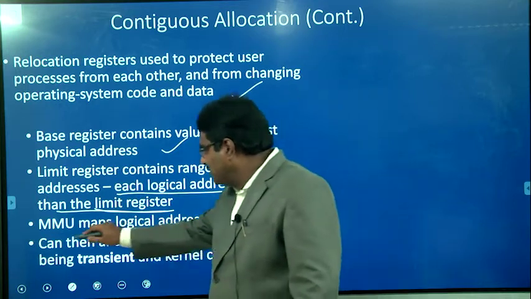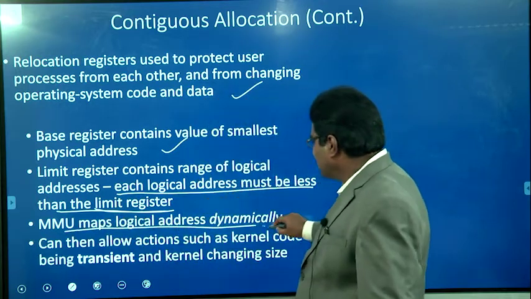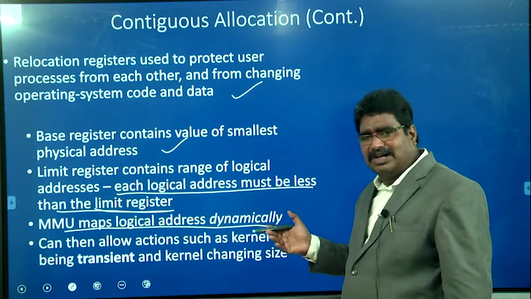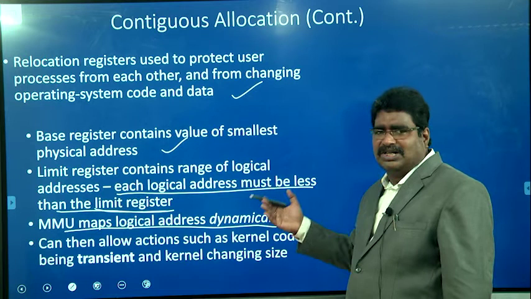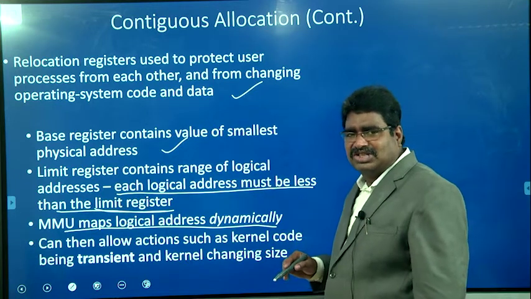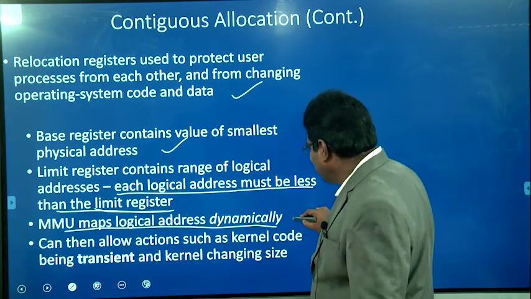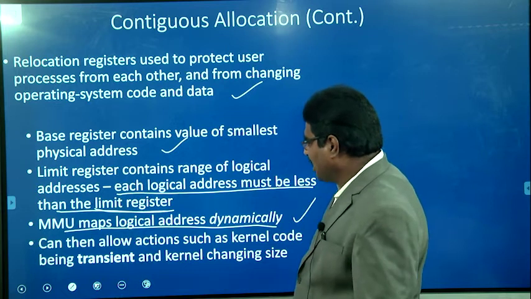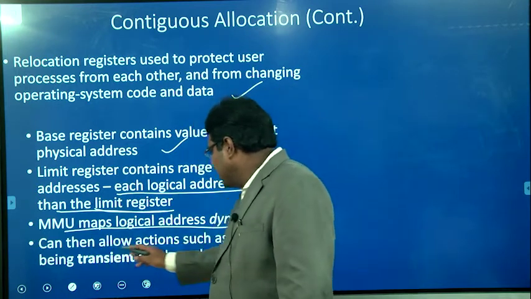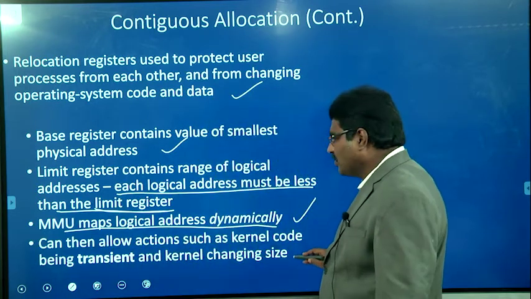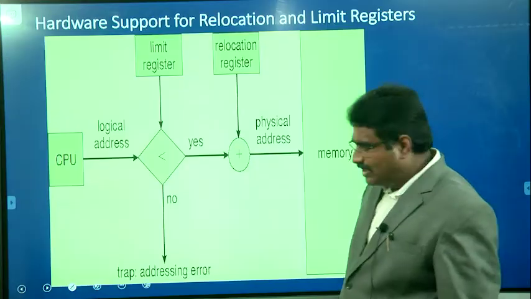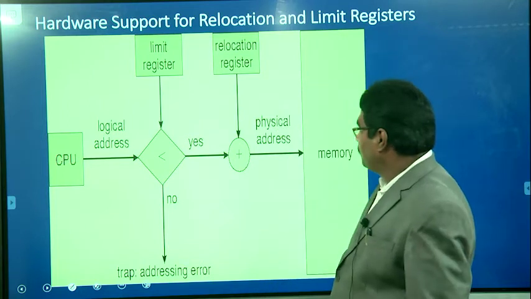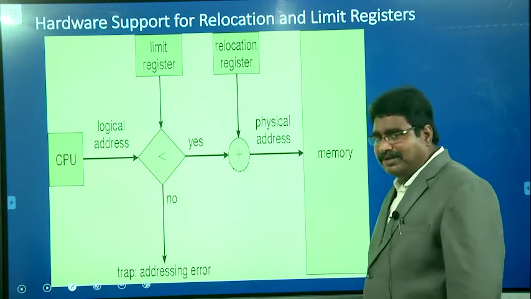The memory management unit maps the logical address dynamically. How does it map the logical address to the physical address? It simply adds the logical address to the relocation register value and gets the physical address. It is calculated dynamically and can then allow actions such as kernel code being transient. Here they explain the hardware support for the relocation and limit registers.